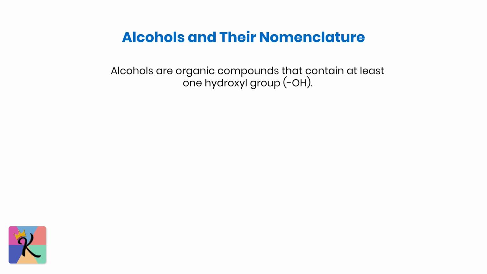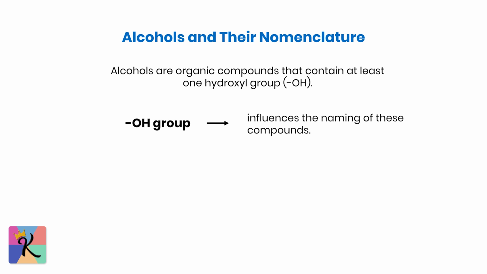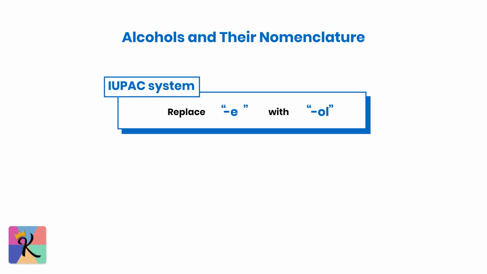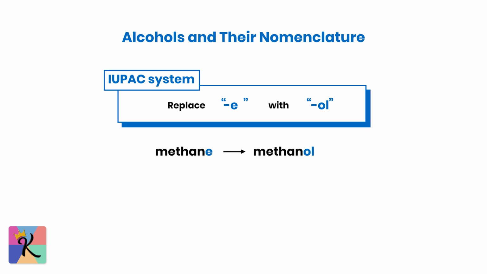Alcohols are organic compounds that contain at least one hydroxyl group, OH. This functional group significantly increases the molecule's reactivity compared to hydrocarbons. The presence of the OH group also influences the naming of these compounds. To name alcohols, we replace the E at the end of the corresponding alkane name with OL. For example, methane becomes methanol, and ethane becomes ethanol.